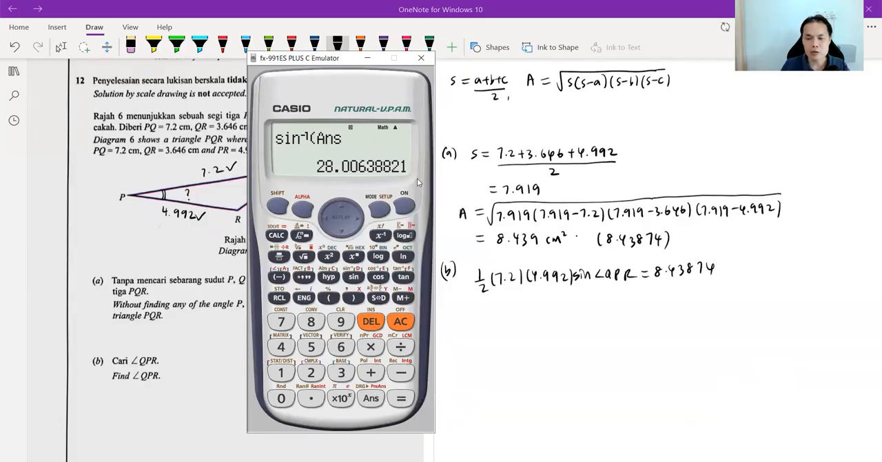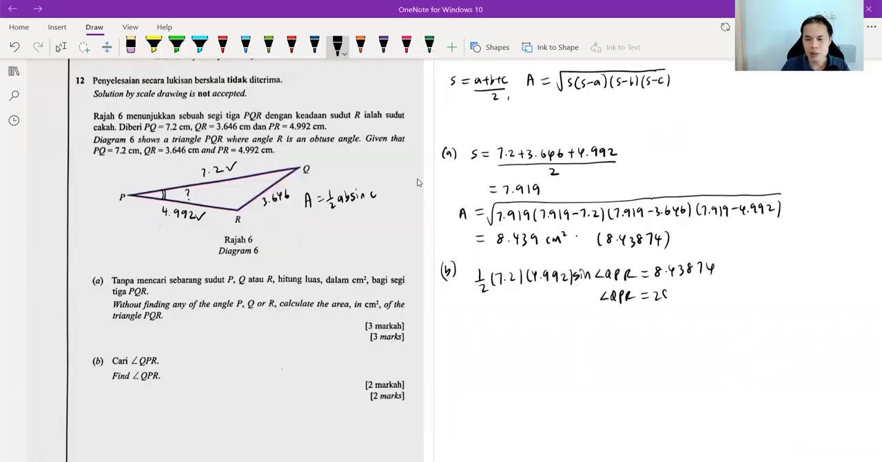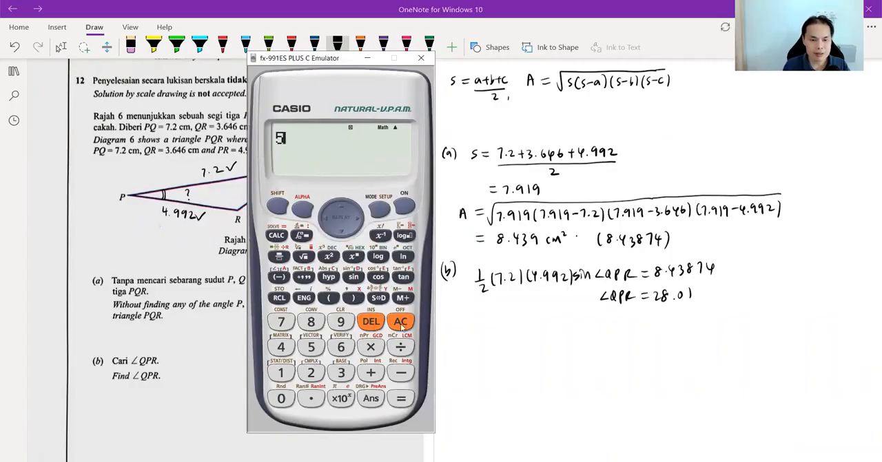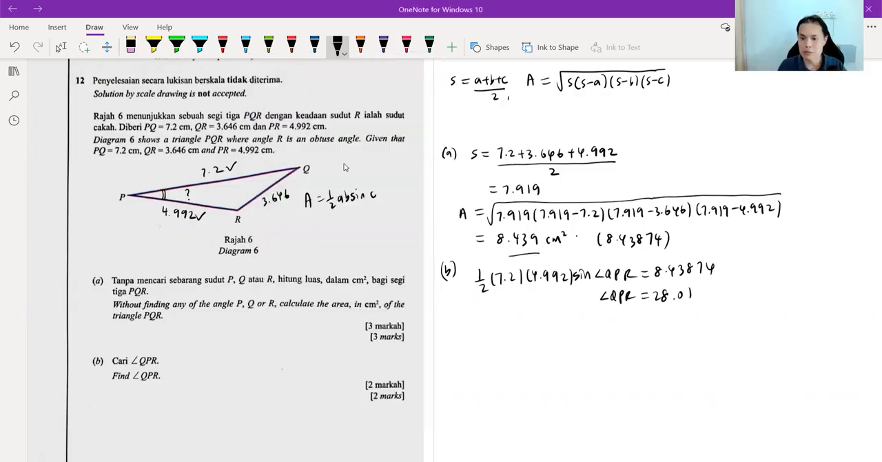Yeah, your angle QPR is 28.01. Okay, let's try with this, see whether the answer is a bit different or not. 8.439 times 2 divide 7.2 divide 4.992 equals, shift, sine, answer equals. Yep, I still get 28.01. So there's no difference using this or even more decimal points.